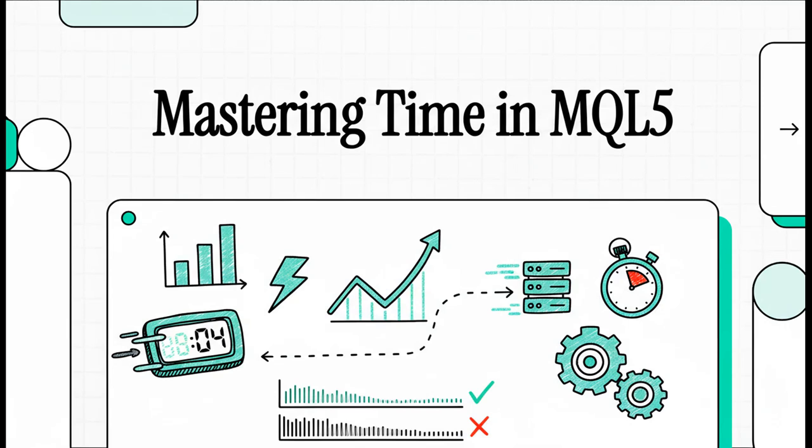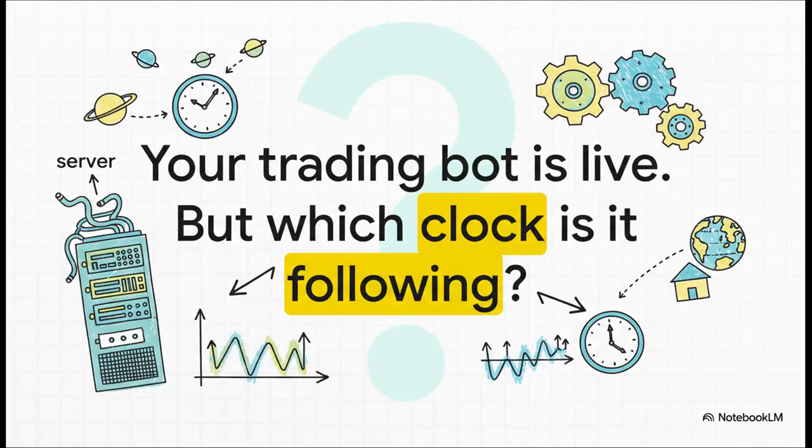You know, in algorithmic trading, timing isn't just part of the game. It is the whole game. A single millisecond can literally be the difference between a winning trade and a losing one. So in this explainer, we're going to break down exactly how you can master time in MQL5 so your strategies execute with absolute precision.